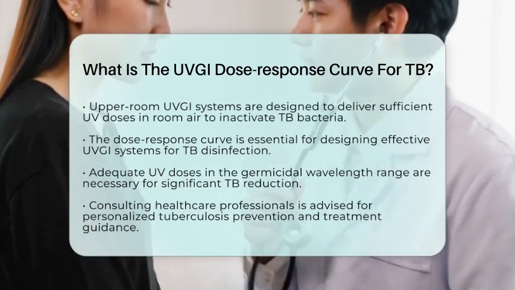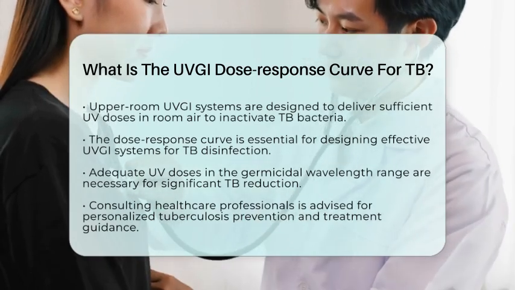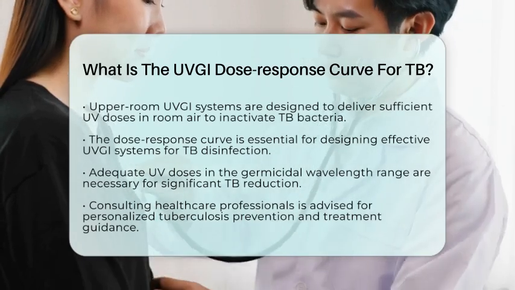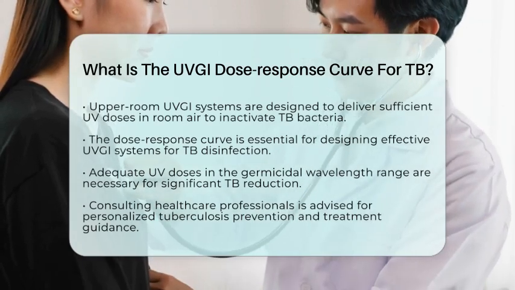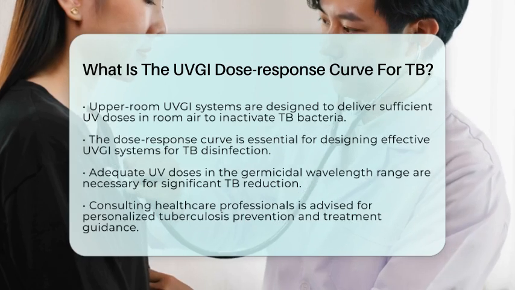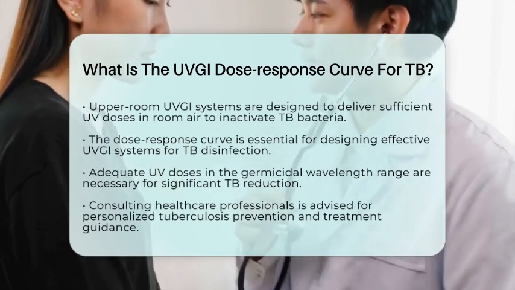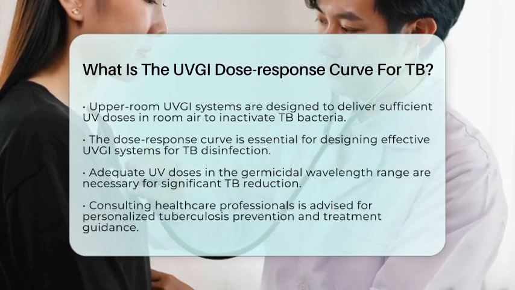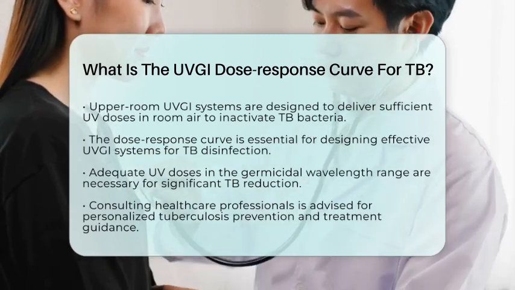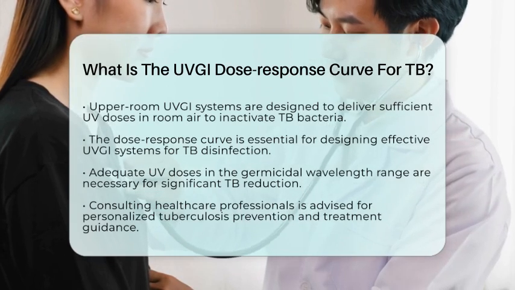In summary, the UVGI dose-response curve for tuberculosis is characterized by an exponential decay that highlights the relationship between UV exposure and bacterial inactivation. Effective TB control requires delivering adequate UV doses, particularly in the germicidal wavelength range, to significantly reduce the presence of TB bacteria in the air.